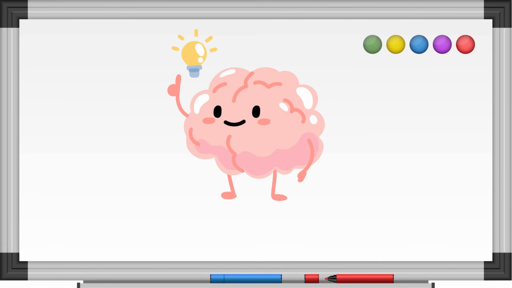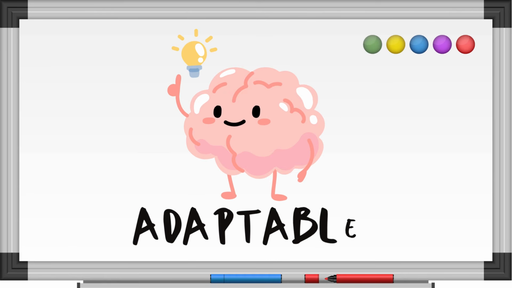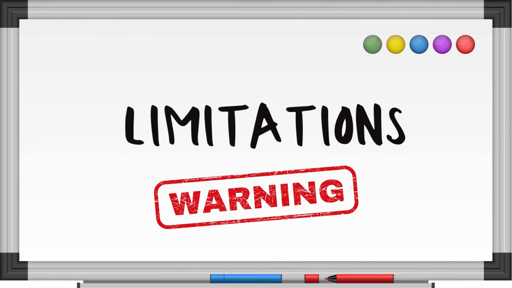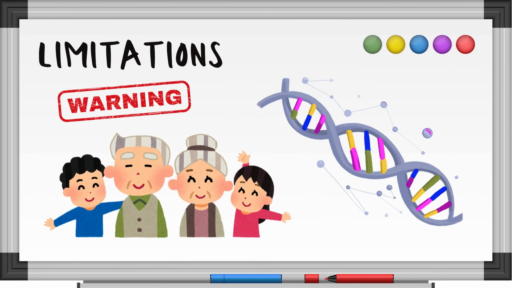So overall, neuroplasticity shows that our brains are not fixed but adaptable, allowing us to recover from injuries, improve mental health, and learn new skills. While this ability to rewire our minds is remarkable, it's still not without limitations. Factors like age and genetics can play a role in how effectively the brain can change.